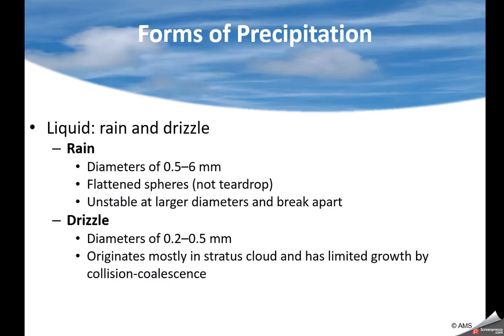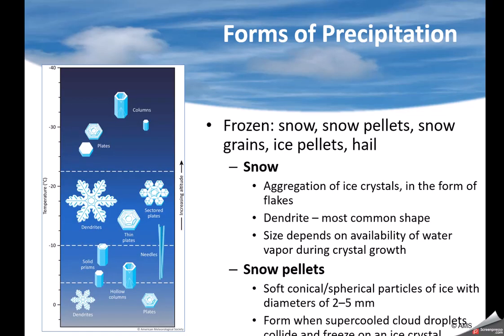So rain, very small diameter, 0.5 to 6 millimeters. Usually not a teardrop. They're usually flattened spheres. And then drizzle is much tinier. Originally located on stratus clouds, usually pretty low, and definitely only through collision coalescence. There are two types of precipitation.